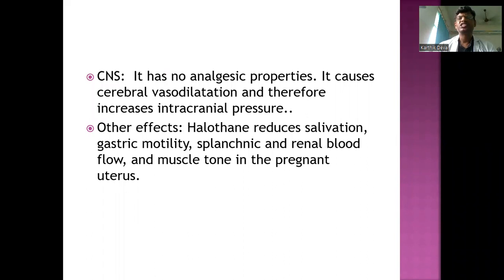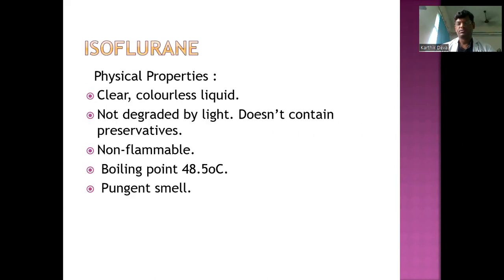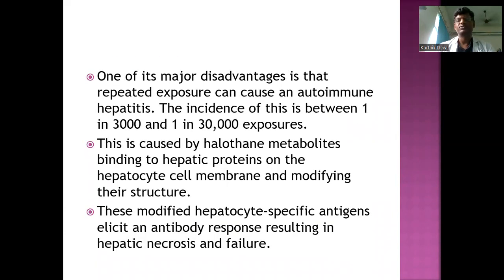In the CNS, it has no analgesic properties. It causes cerebral vasodilation and therefore increases the intracranial pressure. One of its major disadvantages is that repeated exposure can cause autoimmune hepatitis. This is caused by halogen metabolites binding to the hepatic proteins on the hepatocyte cell membrane and modifying their structure. The most common halogen-induced side effects are hepatic necrosis and failure.